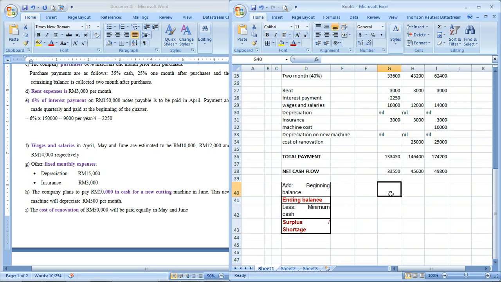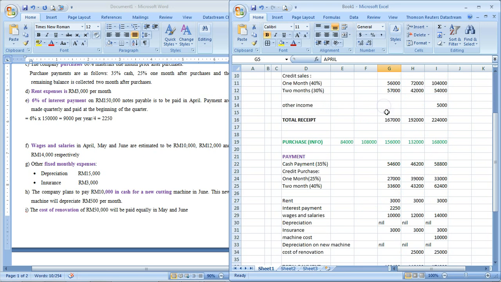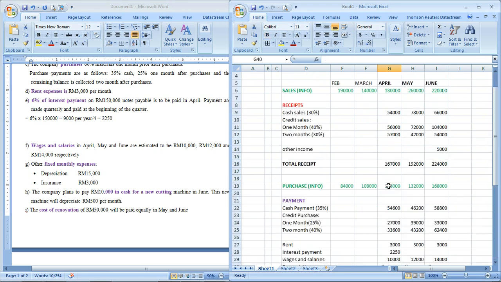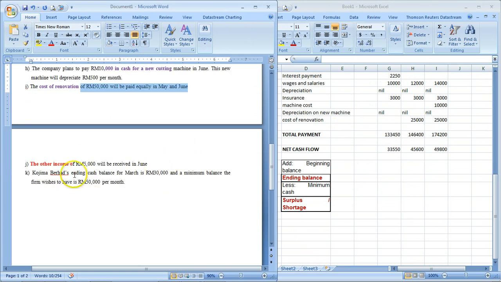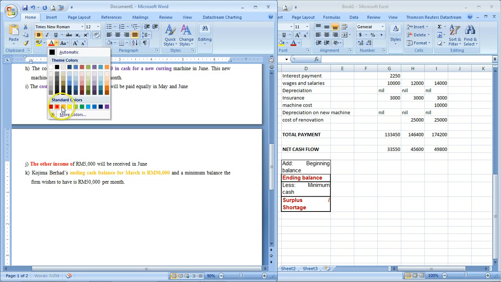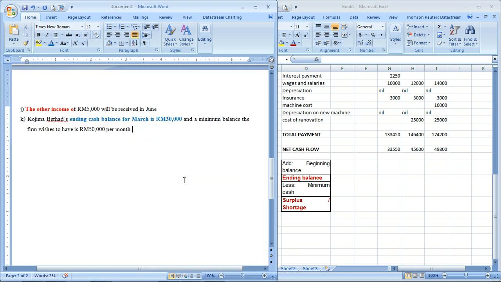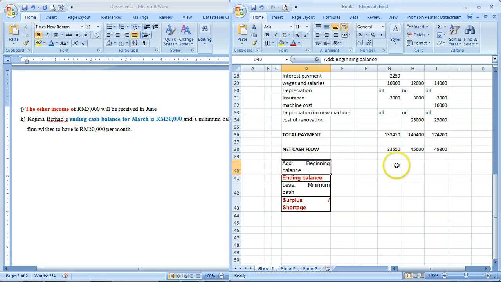So how to find your beginning balance? This is April. Beginning balance is your ending balance in March. How? When you scroll down, the question tells you the ending cash balance for March is 30,000. That means it will be the opening cash balance for April. Opening or beginning balance is the same. So you can put 30,000 here.